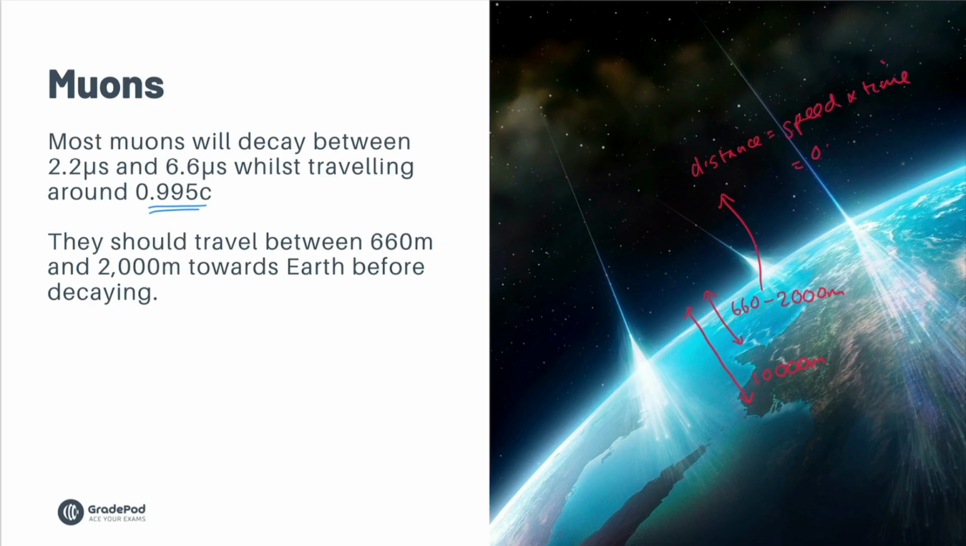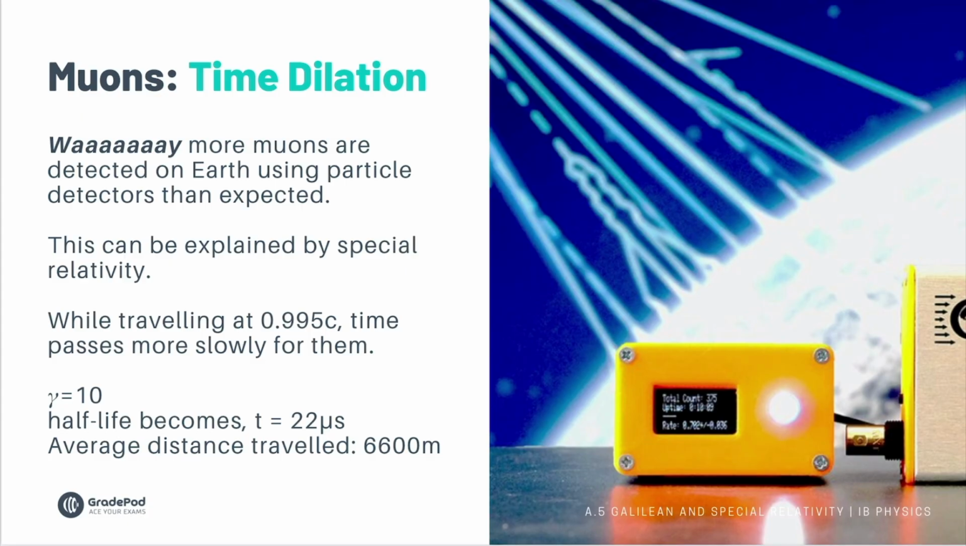And speed is 0.995 times the speed of light, times the time, let's just say it's 6.6 microseconds, which gives us around 2,000 metres. So in common sense, at around 2,000 metres below the Earth's atmosphere, we should have very little muons there. But what we found, when we detect muons on the Earth's surface, is that there's way more muons detected on Earth using particle detectors than expected. And this is explained by special relativity.